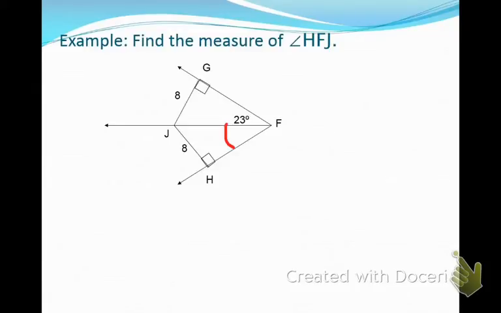GFJ, this is an angle bisector. I know that because these perpendicular segments are the same. They're both 8, right? I know that this line is the angle bisector, so the angle from the angle bisector to the side is going to be the same for both. This is 23, so the other side is going to be 23.